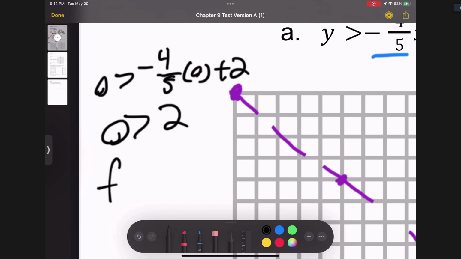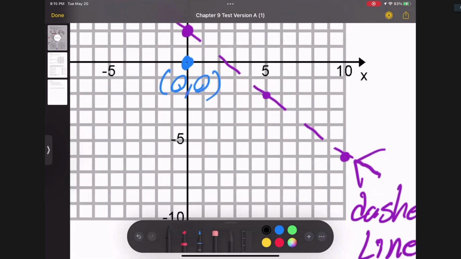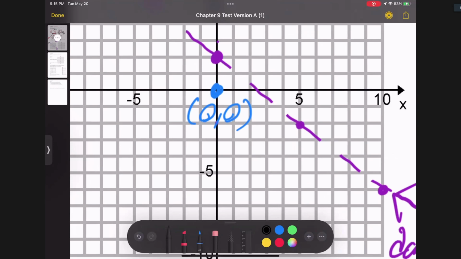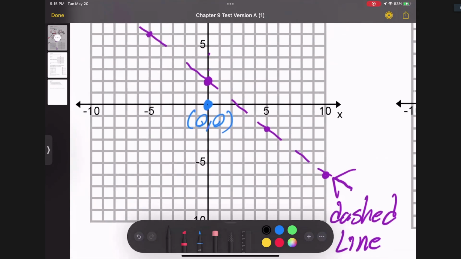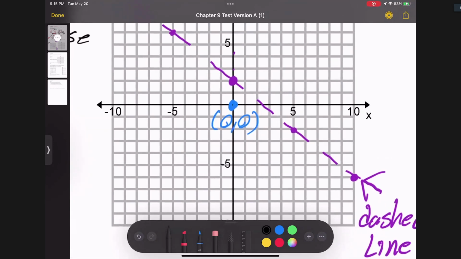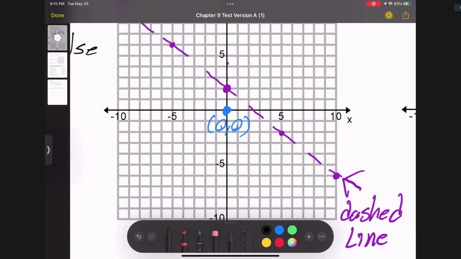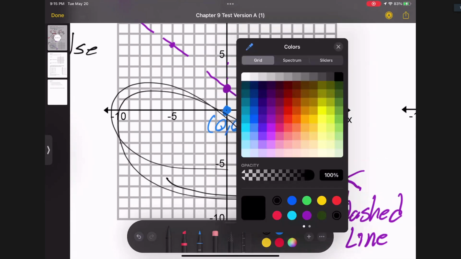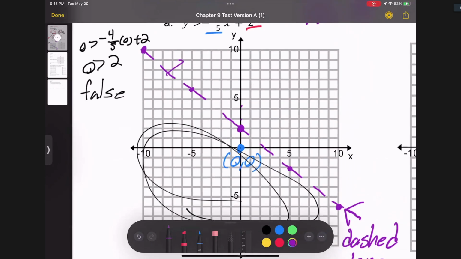So this is a false statement. It is not true. When it's not true, that means this side is not going to be the actual solution. So anything on this side, which is below the line, anywhere on this line right over here, is not a solution. What is a solution is the other direction. Let me color this part right here. This direction, above it.